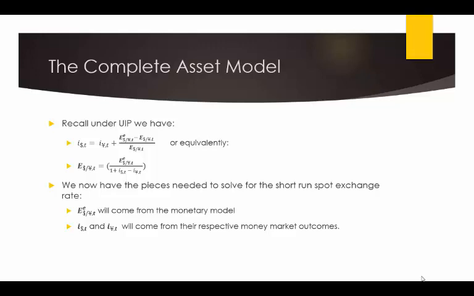Rearranging this, we have that the dollar-yen exchange rate, that is the spot rate, is equal to the ratio of the future or expected dollar-yen exchange rate to an expression given by 1 plus the US interest rate minus the Japanese or yen interest rate. We know that the future exchange rate will be determined by the monetary model based on PPP, and that interest rates will be determined by their respective money market situations. So we can at any time determine the spot exchange rate if we have information on these three variables.